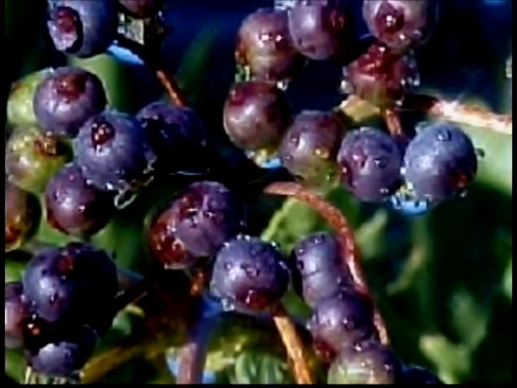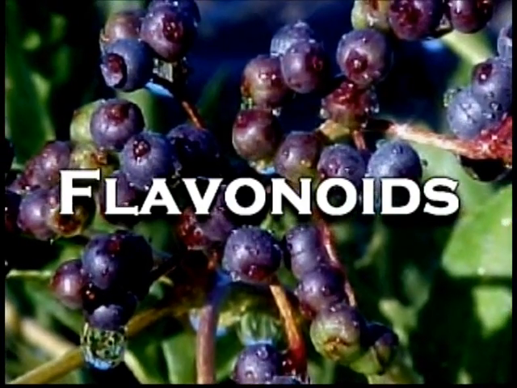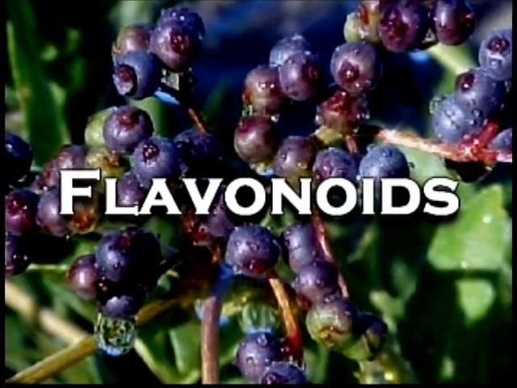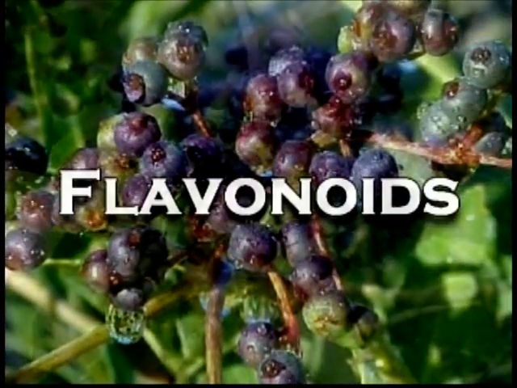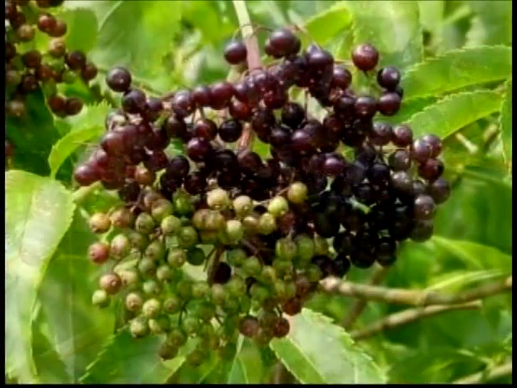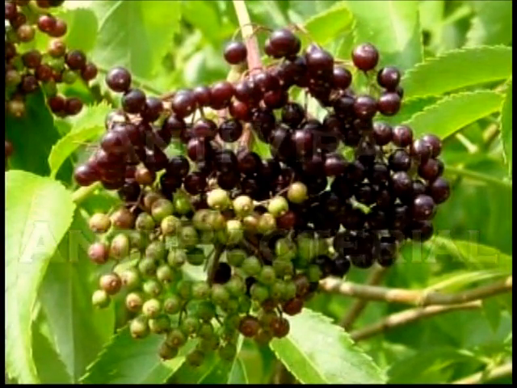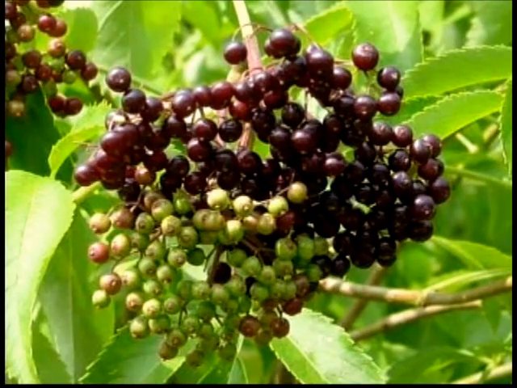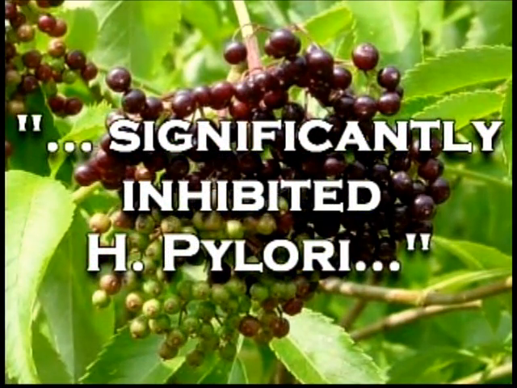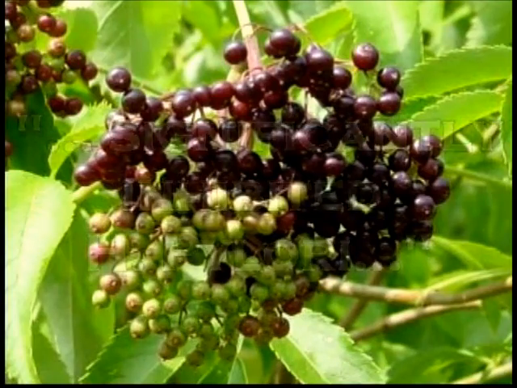Elderberries are another good example. They contain powerful flavonoid antioxidants. Flavonoids act as protection from ultraviolet light in plants. In our bodies, they serve as powerful free radical scavengers. In addition, certain compounds in elderberries have been shown to be antiviral and antibacterial in nature. For example, a study in October 2004 in the Molecular and Cellular Biochemistry Journal noted that elderberry extract significantly inhibited the growth of the Helicobacter pylori bacterium.